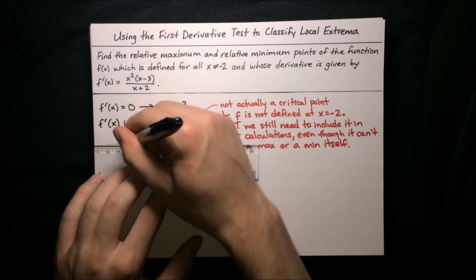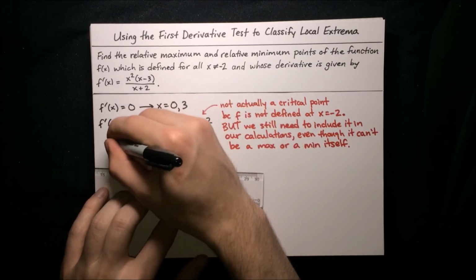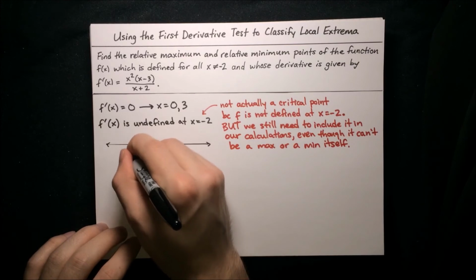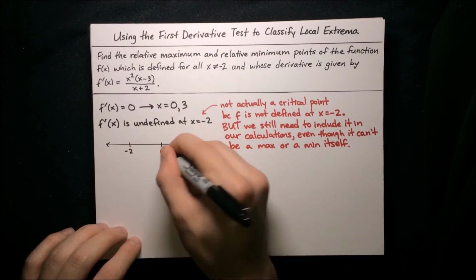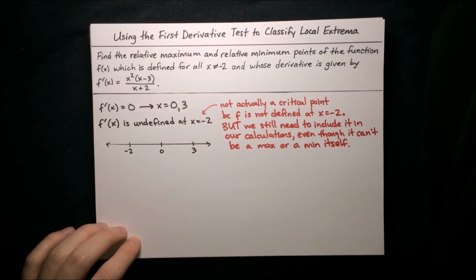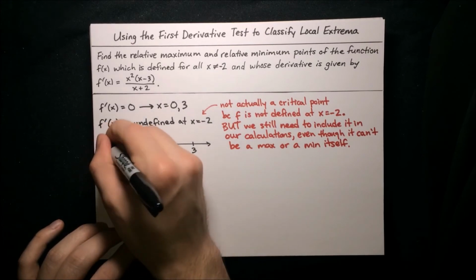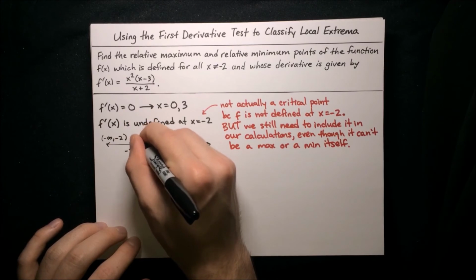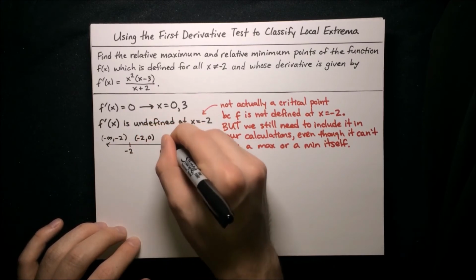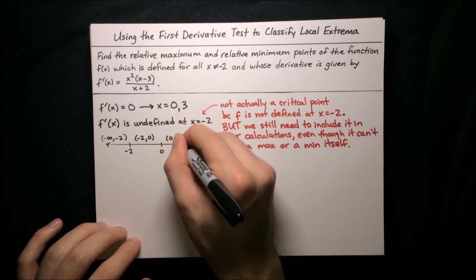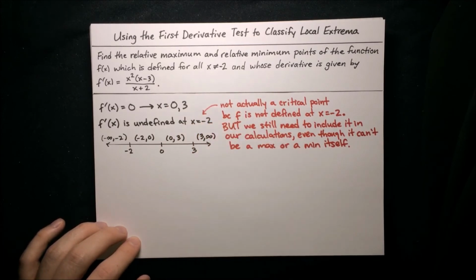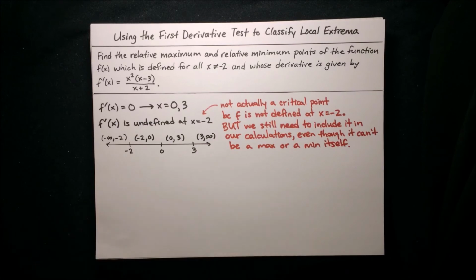Here's our number line. Here's our points at -2, 0, and 3. We've got 4 intervals. One interval from -infinity to -2, another interval from -2 to 0, another interval from 0 to 3, and one last interval from 3 to infinity. And we'll go ahead and make a table to organize our results.